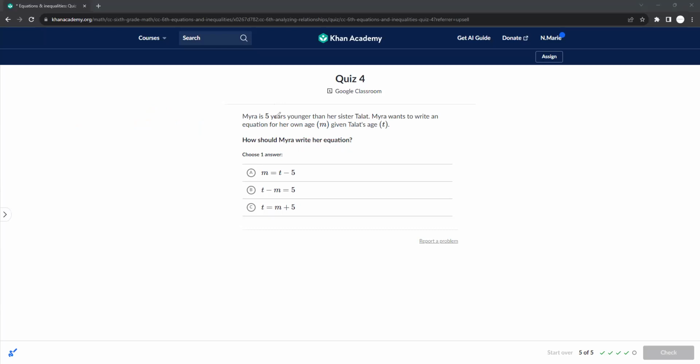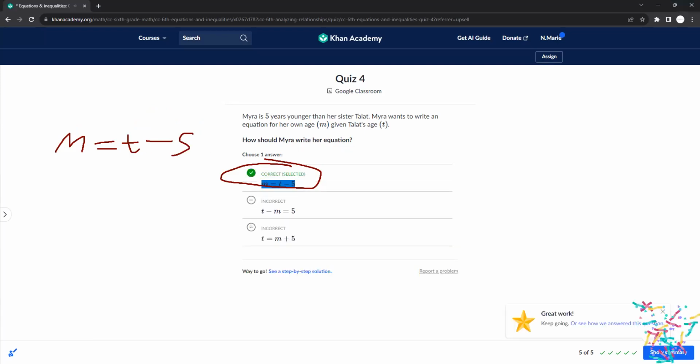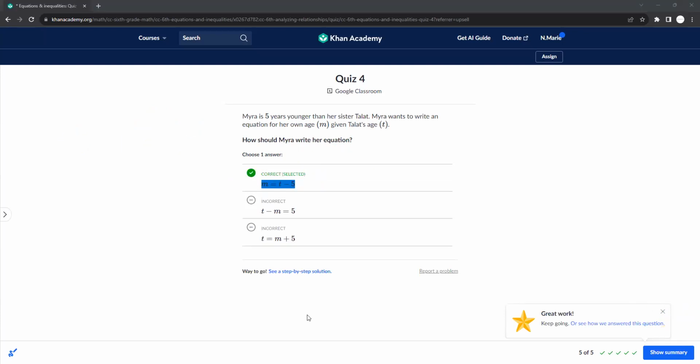Myra is 5 years younger than her sister. Her sister is Talat. I don't know how to say that, but if she's 5 years younger, so whatever her sister is, minus 5. That gets you Myra's age. And that's how you deal with constant proportionality. That's just a brief intro.